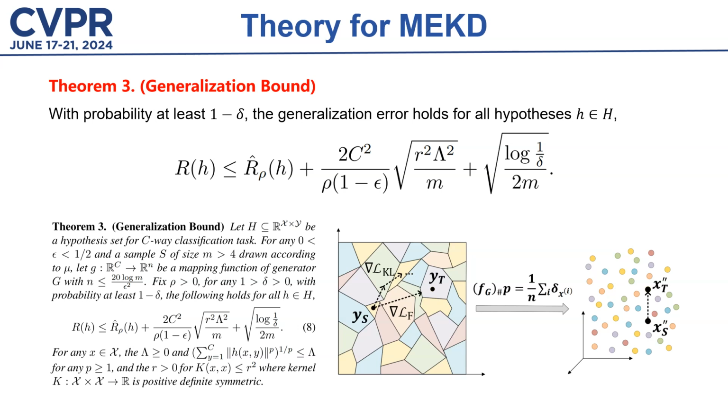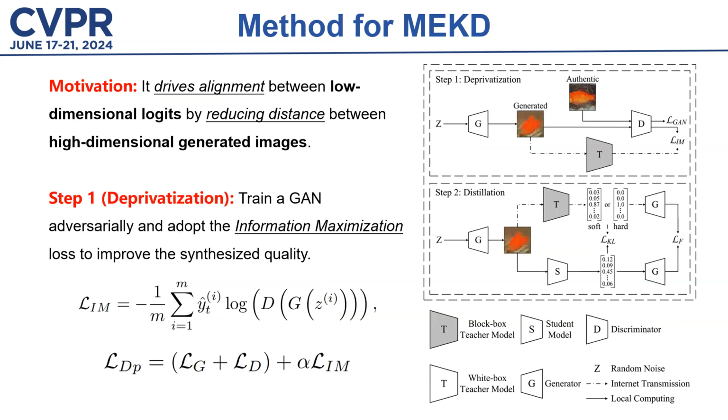Simultaneously, we offer a generalization bound for this method. With a probability of at least 1 minus delta, the generalization error is valid for all hypotheses. Our approach is a two-step process. The first step, deprivatization, involves adversarial training of a generative adversarial network and the application of information maximization loss to enhance the quality of synthesized images.